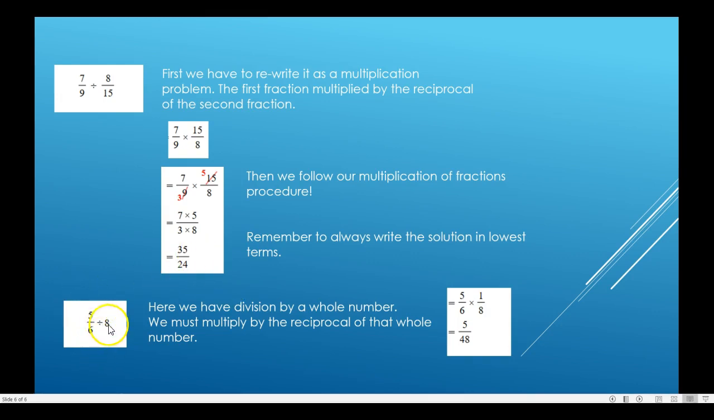5/6 divided by 8 is the same as 5/6 times 1 over 8. Multiply across the top, 5 times 1 is 5. Across the bottom, 6 times 8 is 48. And 5 over 48 cannot be reduced. Therefore, that would be your final answer. And that is the end of Part 1 lecture.